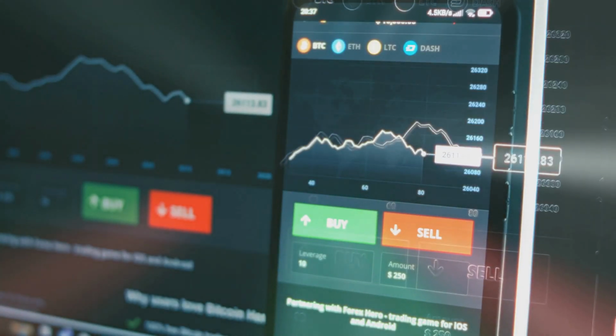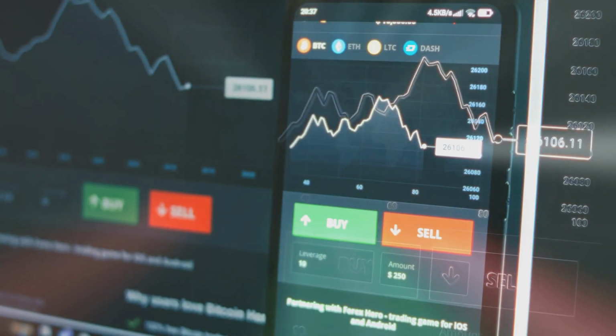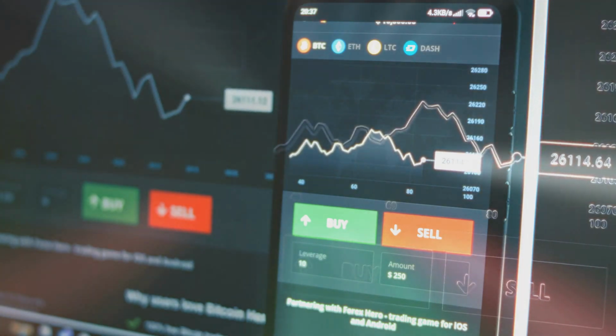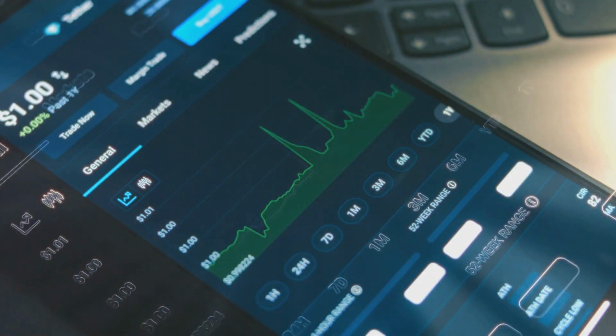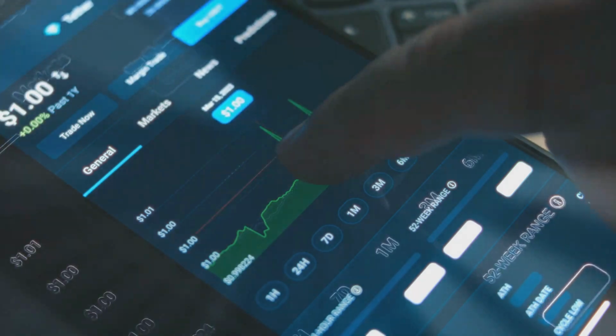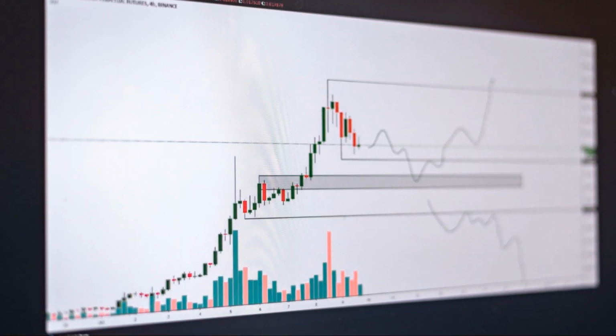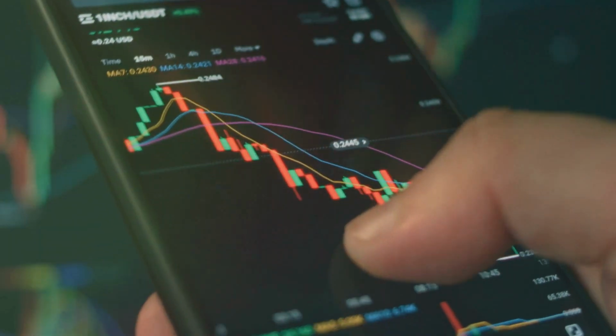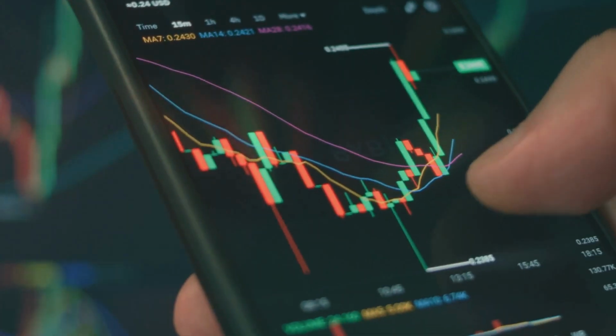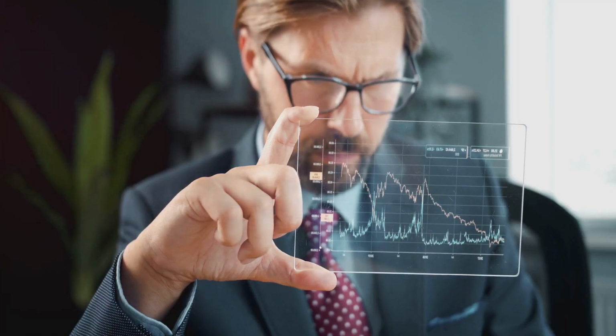Key takeaways: MACD crossovers. A bullish crossover, where the MACD line is above the signal line, is a buy signal. A bearish crossover, where the MACD line is below the signal line, is a sell signal. Histogram. A positive histogram indicates upward momentum, while a negative histogram indicates downward momentum.